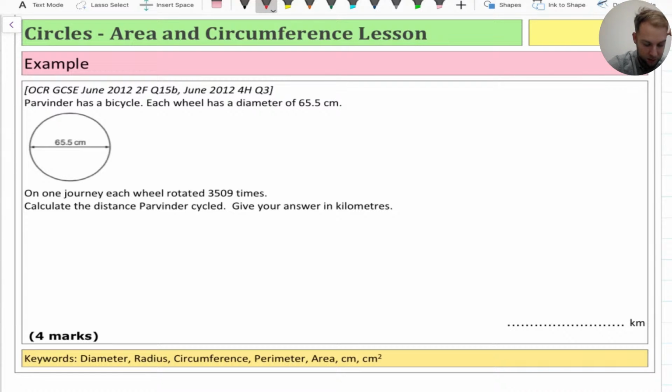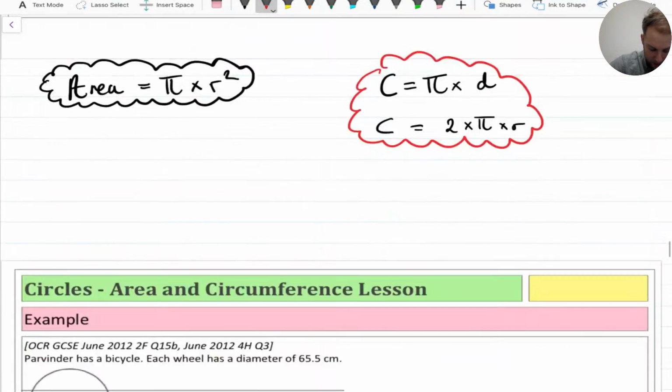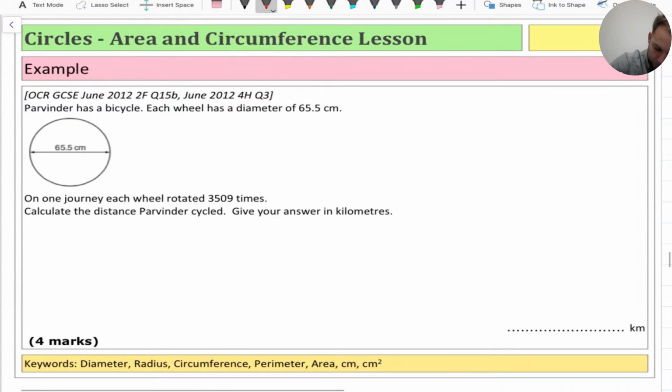So Parvinder has a bicycle. Parvinder has a bicycle and each wheel has a diameter of 65.5 centimeters. On one journey, each wheel is rotated 3,509 times. Calculate the distance Parvinder cycled. Give your answer in kilometers. So this is 4 marks.